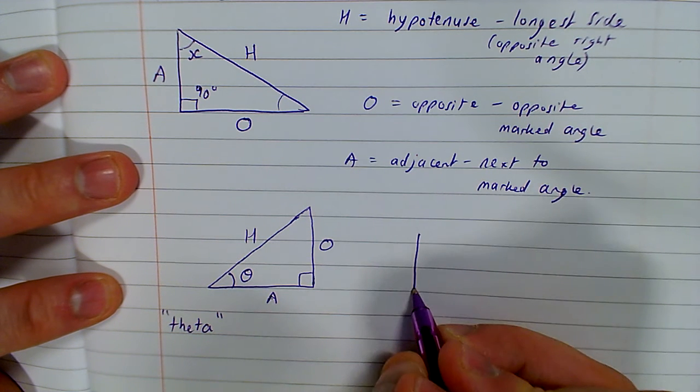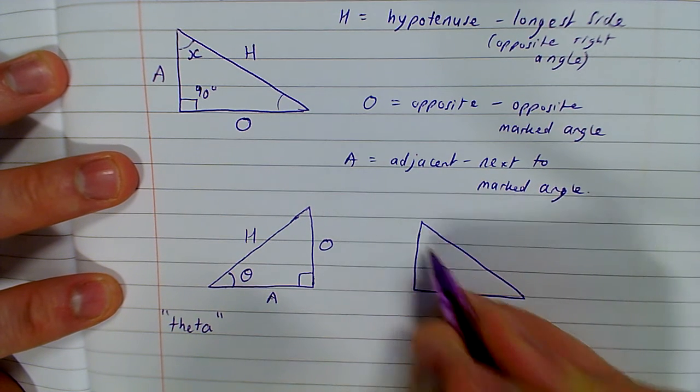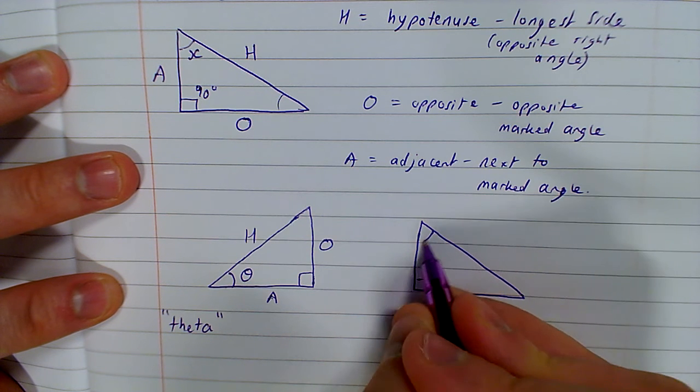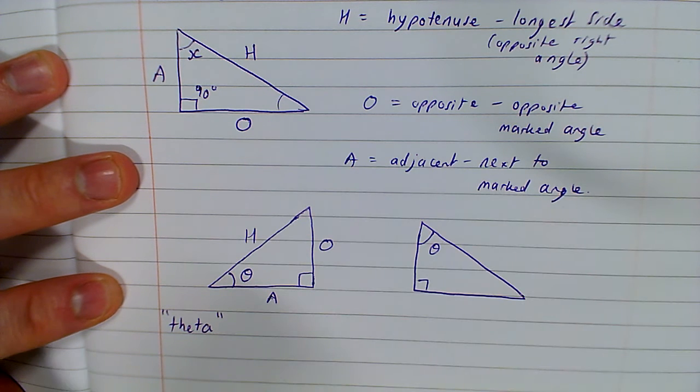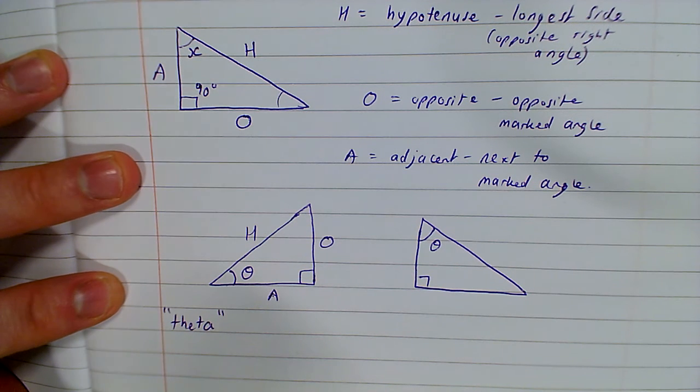Let's see if you can do that. Here's yours. Pause the video, copy the triangle, and try and label all of the sides with A, O, and H.